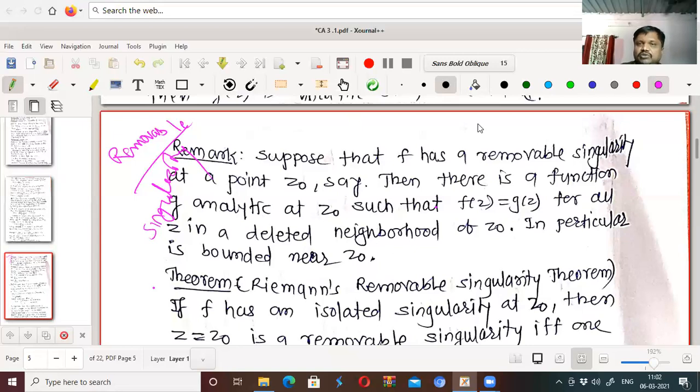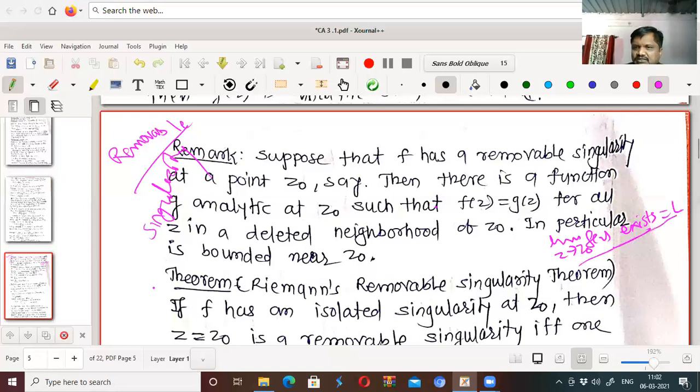So we have seen the definition of isolated and non-isolated singularity, and then removable singularity. What about removable singularity? A singularity at z equal to z0 is said to be removable if the limit as z approaches z0 of f of z exists. If this limit exists, then we say that the singularity at z equal to z0 is removable. So we will extend this part of removable singularity. If this limit exists, say this is L.